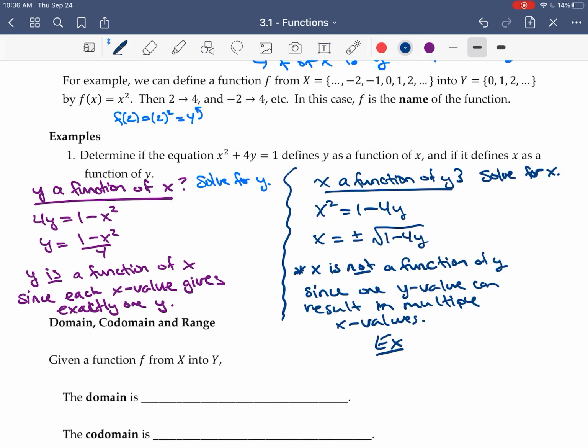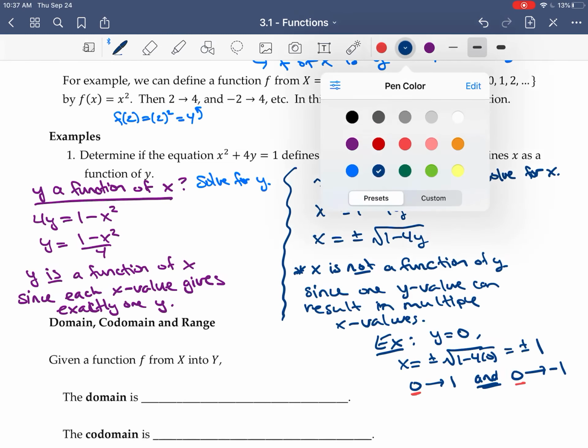For example, if I take y equals 0, then x is equal to plus or minus the square root of 1 minus 4 times 0, which is going to be plus or minus 1. So I get both. So 0 is mapped to 1, and 0 is mapped to negative 1. Because 0 goes two different places, it's not a function. So that's the idea.